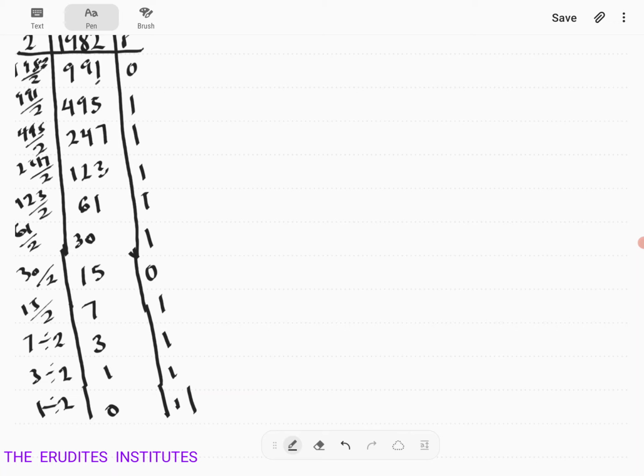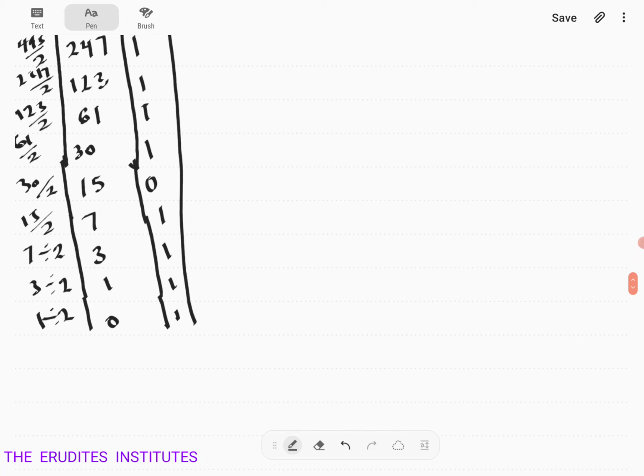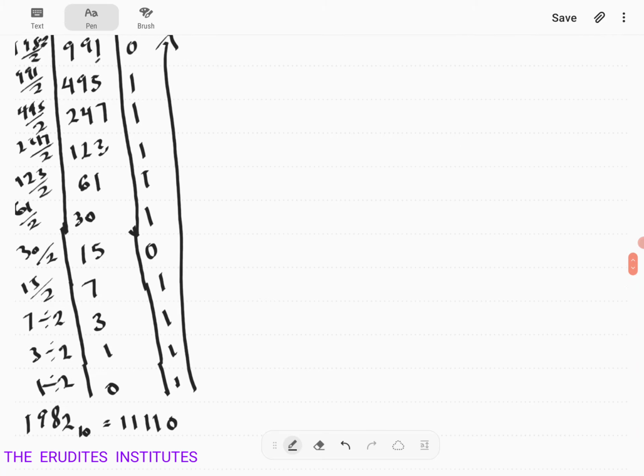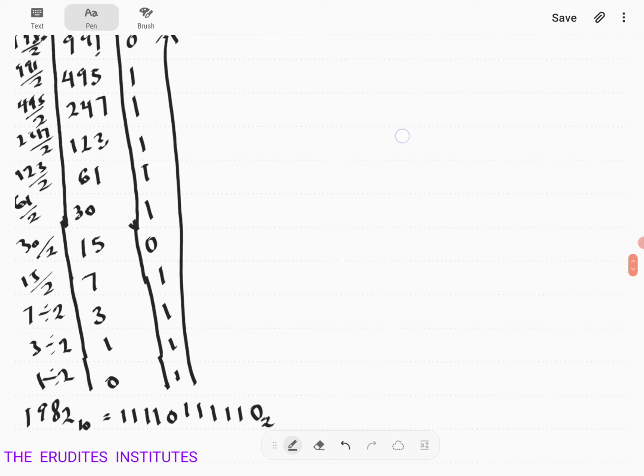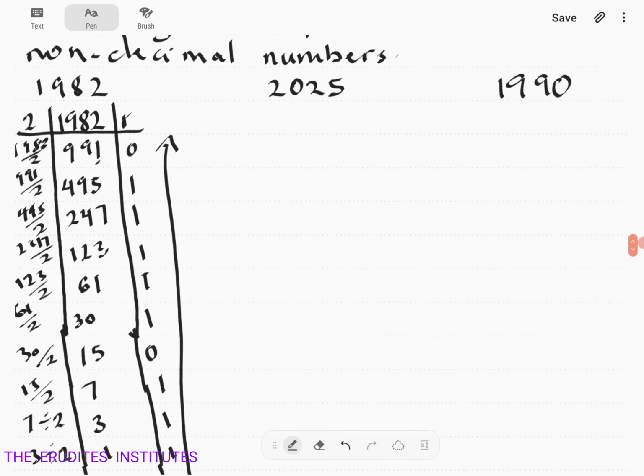So when we are writing this number, it is written from the bottom to the top. So that is going to give us 1982 base 10 would be equal to 11110. Okay, so that is how it goes, and that would be in base 2. So that is how we go by it. I picked large numbers for these examples, but usually in your test you wouldn't be given such huge numbers.